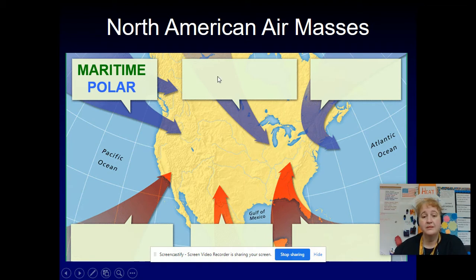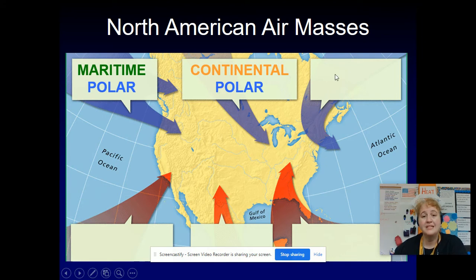The one in the middle, again from a polar region, so probably much cooler, but this one is created over land, so it probably doesn't have the same high levels of moisture, probably much more dry. So we would say continental polar, continental for dry, and polar for cold.